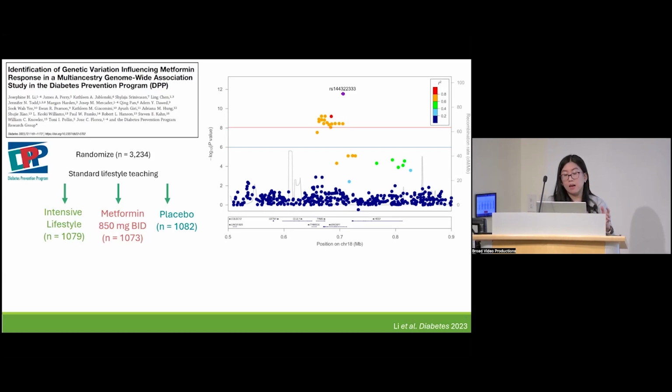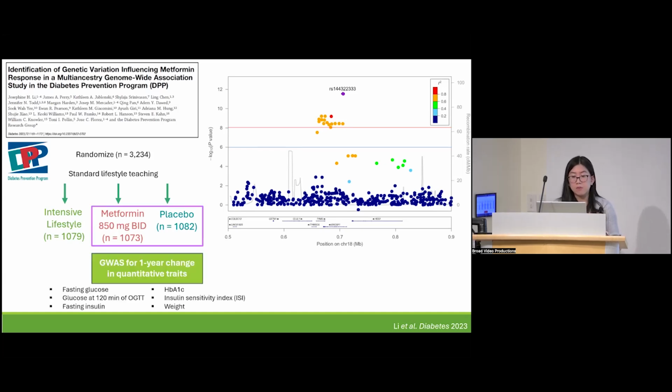This study had collected samples that underwent genome-wide genotyping, and so we could perform a genome-wide association study looking at the change in quantitative traits, as listed on the slide, in response to metformin. We also looked at the subgroups of the metformin and placebo arms, looking at gene by treatment interactions. So we published this genome-wide association study, and this is one of our top findings, where we identified a variant that influenced response to metformin.